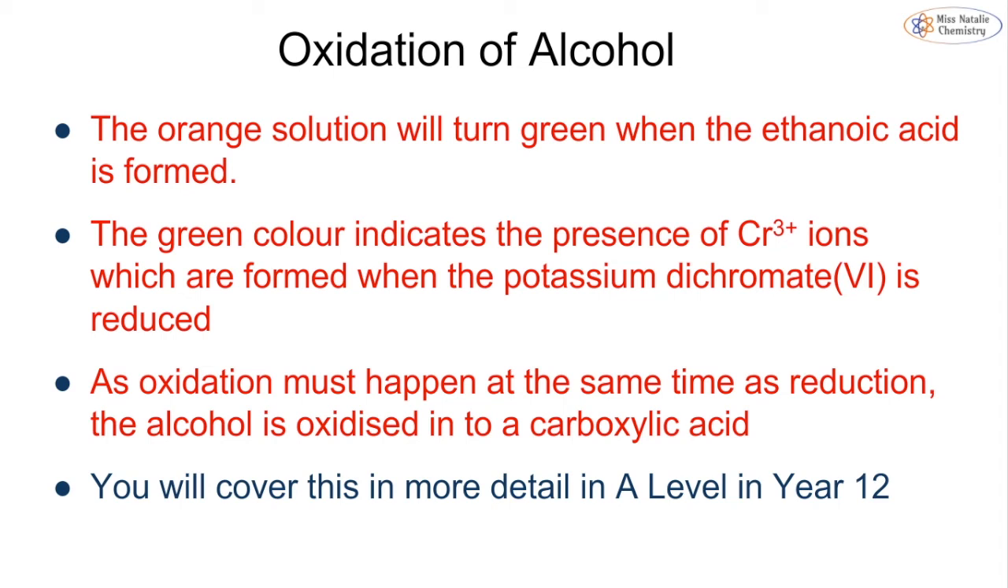So when the ethanoic acid is formed, as we said, we get this colour change, and this happens because we have the presence of these chromium 3+ ions. And this is formed when the potassium dichromate gets reduced. So remember, an oxidizing agent itself is being reduced because oxidation has to happen at the same time as the reduction. So if we're oxidizing the alcohol to the carboxylic acid, our potassium dichromate is being reduced into the chromium ions. You will go into a lot more detail about this in A-level and year 12. What you need to know for IGCSE is the name of the reagent and the colour change, and that is more than enough.